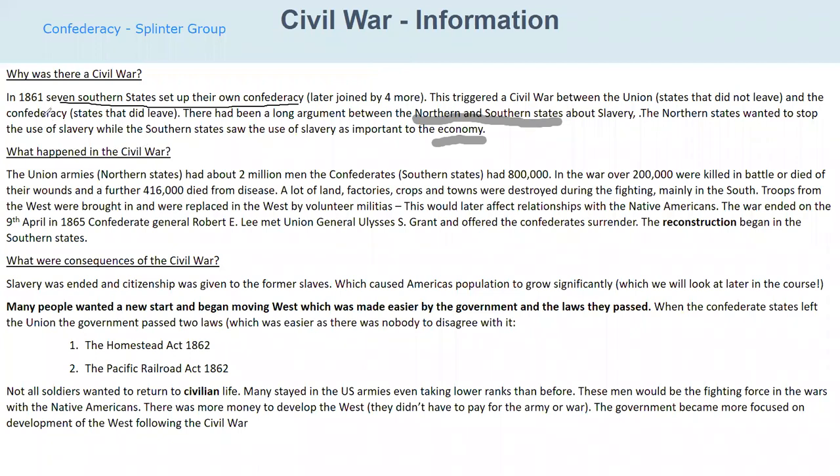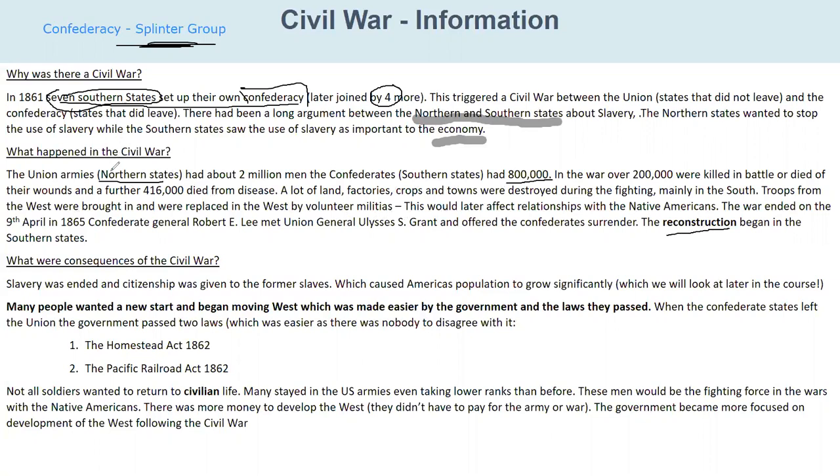So that's why there was a civil war, the fact that these 7 states and 4 more left the American government and created their own confederacy. And if we look back, confederacy is a splinter group. So what happened? The Union Army, the northern states, had about 2 million men. The Confederates, the ones that left, had 800,000. In the war, 200,000 were killed in battle or died of their wounds overall, and a further 416,000 died from disease. So this war was pretty serious. A lot of land, factories, crops and towns were destroyed. It meant there had to be a lot of reconstruction after the war. That key word there, which we'll go back to in a minute.